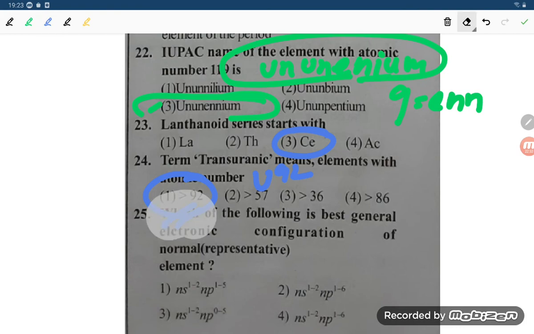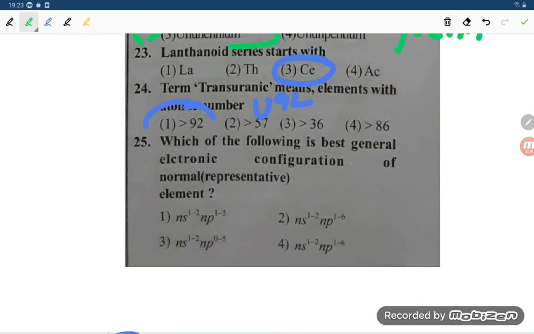Now let us move to question number 25. So question number 25, what is this, student? Which of the following is the general electronic configuration of normal representative elements? So the electronic configuration will be option number 3, which is the correct option. It means ns1 to 2 and np0 to 5. So for representative elements, the general electronic configuration is ns1 to 2 and np0 to 5. So for 25, option number 3 is correct, student.